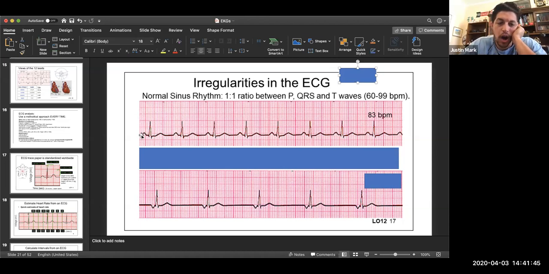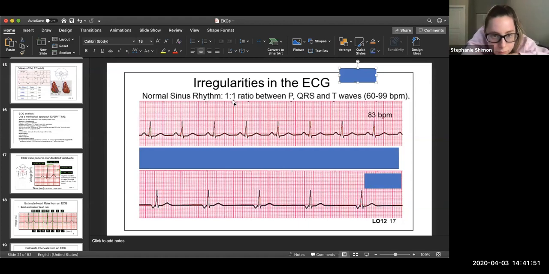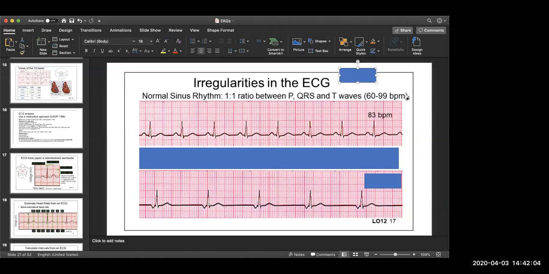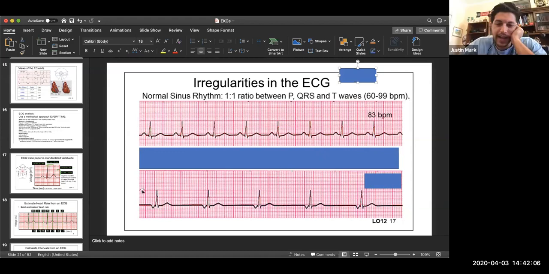If the heart is being paced by the SA node, we call that normal sinus rhythm. We have a 1-to-1 ratio between P, QRS, and T. And it fits within 60 to 99 beats per minute. Everybody good? This next one here, first of all, let's figure out the rate.